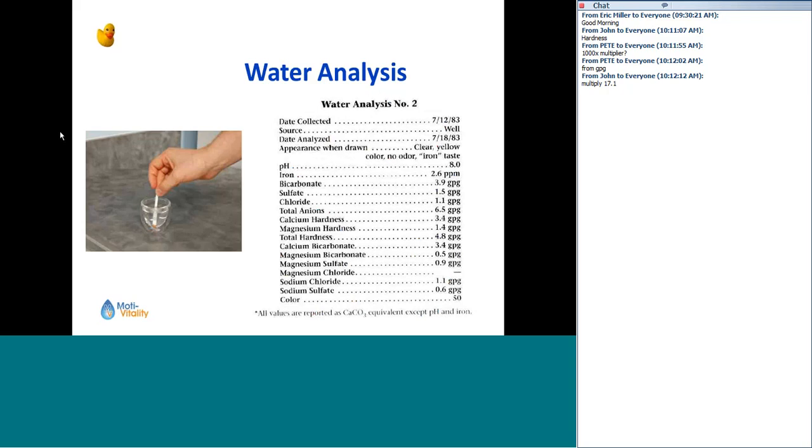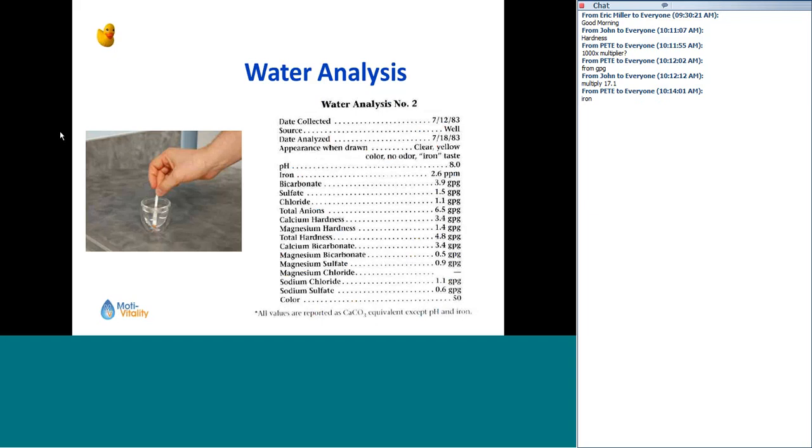Okay, water analysis number 2. What are some of the problems that we have here? What are we going to deal with here? What do we have? Anything that jumps out at you as a concern here? Anybody? Yep, we definitely have iron. A lot of iron. 2.6 parts per million of iron, in fact. That's a lot, that's the problem.